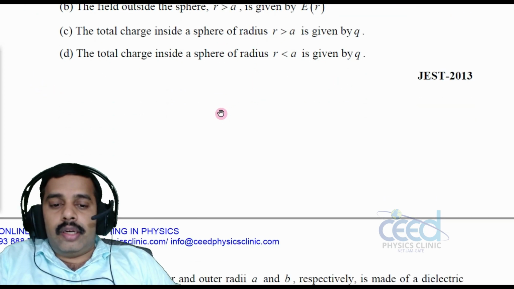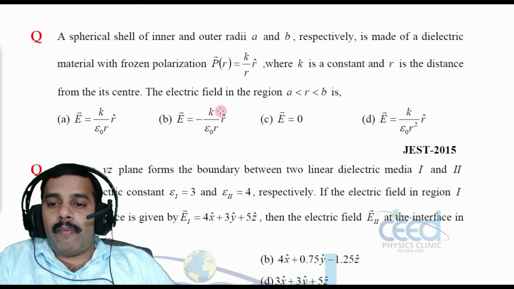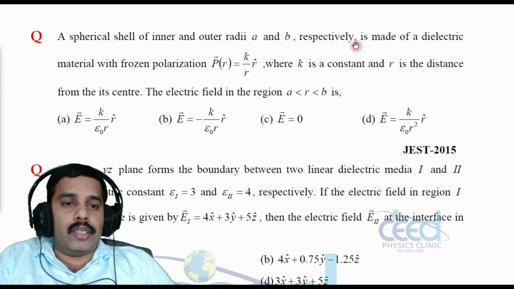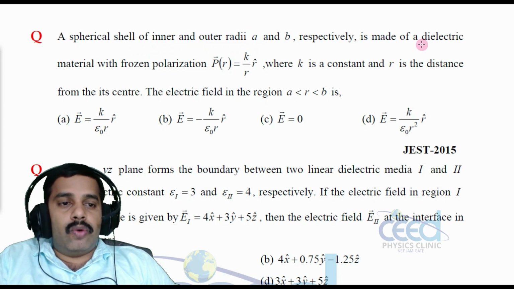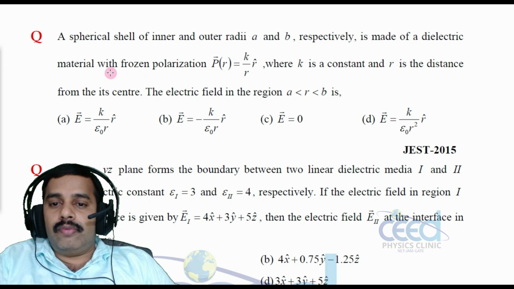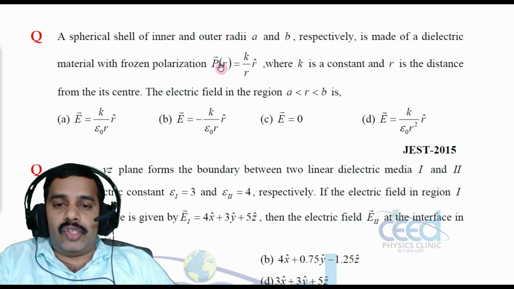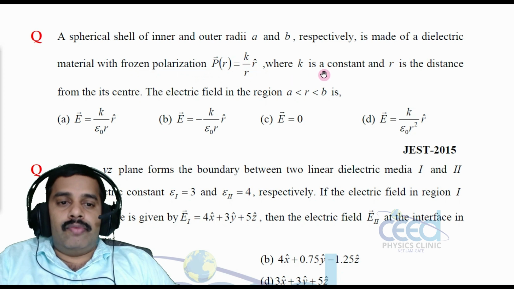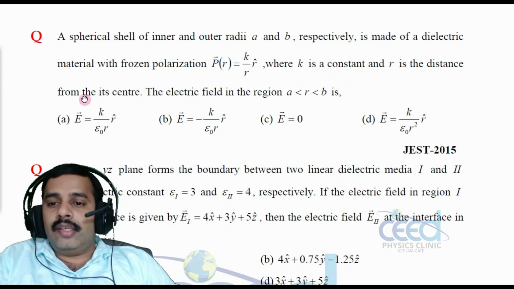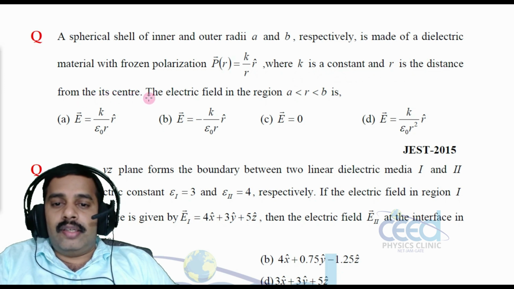Alright, now we have another question here. A spherical shell of inner and outer radii a and b respectively is made of a dielectric material with frozen-in polarization P of r is equal to k by r, r cap, where k is a constant and r is the distance from the center. The electric field in the region a less than r less than b is, right?